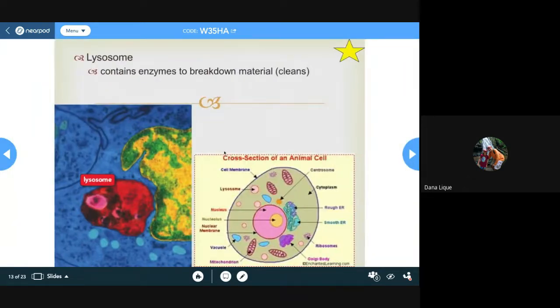Okay, lysosome. I always tell my students to think of Lysol. So Lysol kind of cleans. So it's kind of the cleaner of the cell. Honestly, your exam isn't going to say cleans the cell. It's going to say something relating to breaking down material. So it has enzymes. Enzymes are what can break down the material.